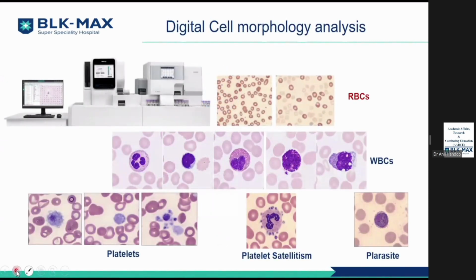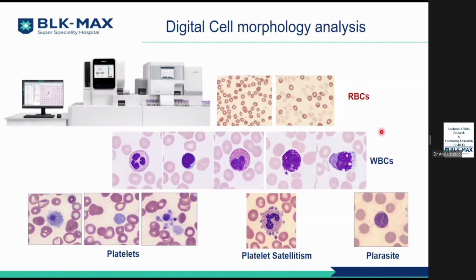So this is the typical digital morphological analysis which one is able to achieve after using an instrument like the MC80 from Mindray, wherein we are actually able to look at the red blood cells. We're able to identify different white blood cells. For example, if you see here, you have the neutrophils, the lymphocytes, the monocytes, basophils, and eosinophils. And of course, you're able to pick up your platelets, and this kind of picture is generally not seen on a smear very easily, whereas on digital morphology platforms, it's picked up more often. And of course, the parasites.